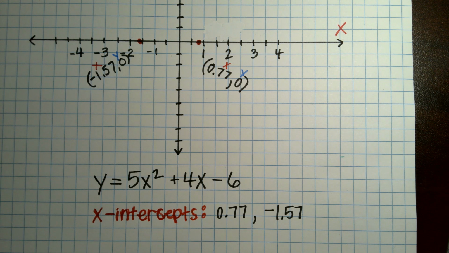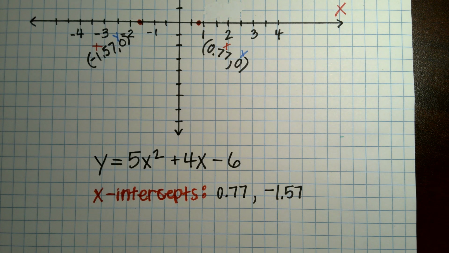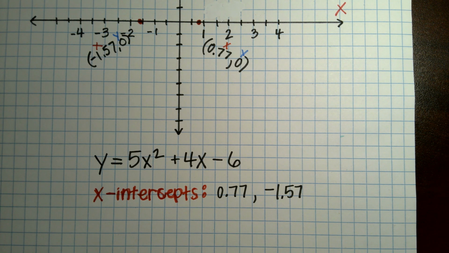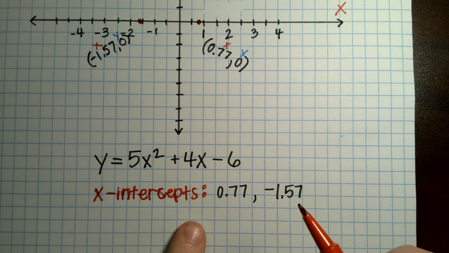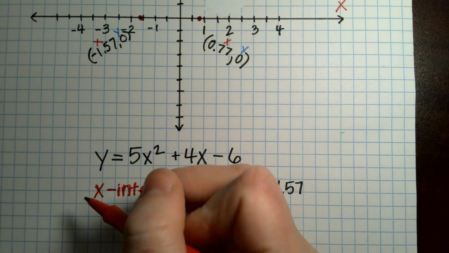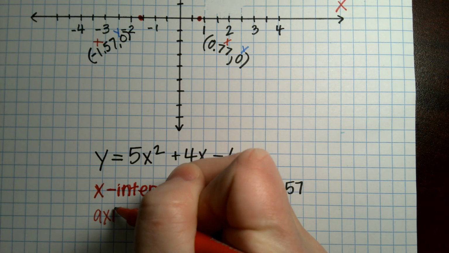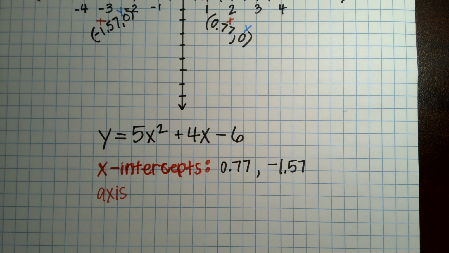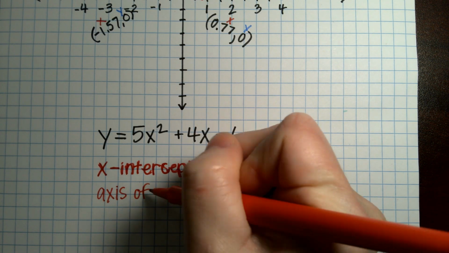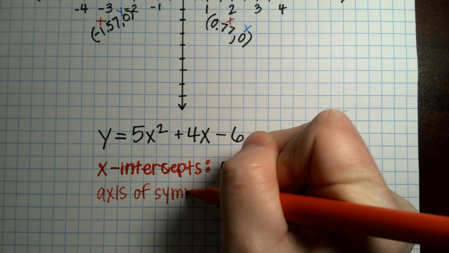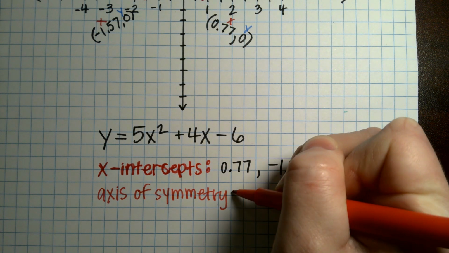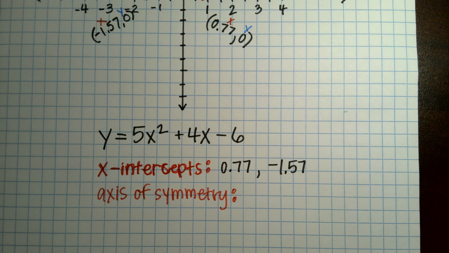Okay. So guys, let's talk about the next part of this. We've got our x-intercepts labeled on our graph. Now, there are two more things that we're going to graph on here to get the graph of this whole equation. The next thing I want us to talk about is what we call the axis of symmetry.